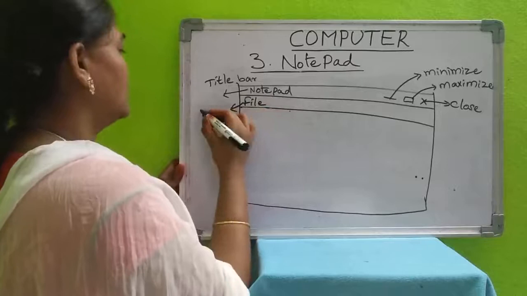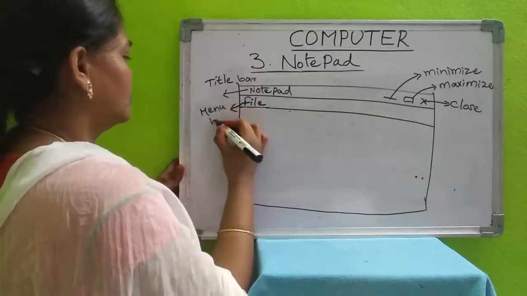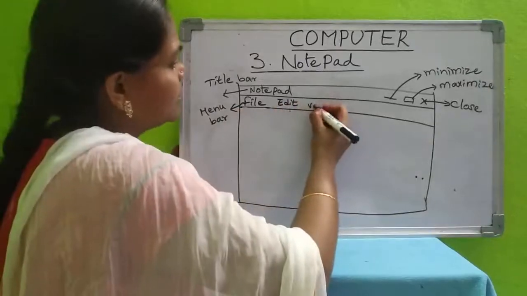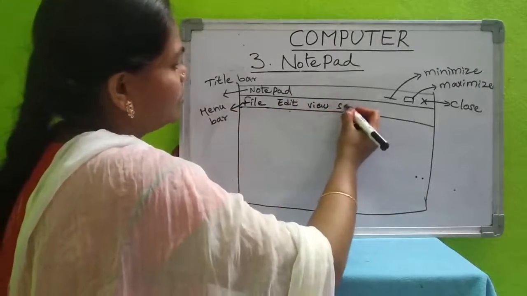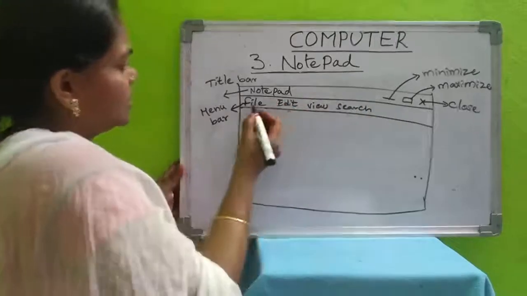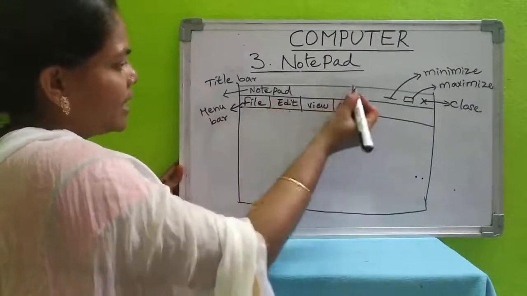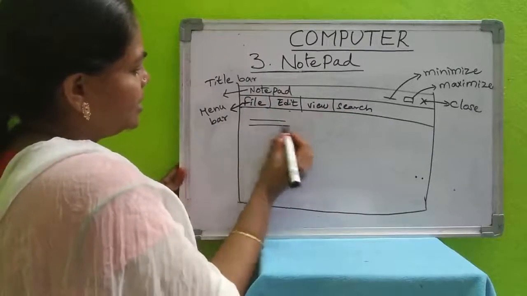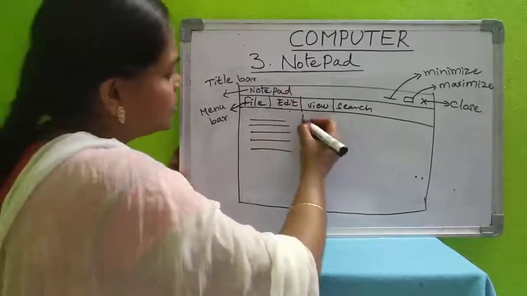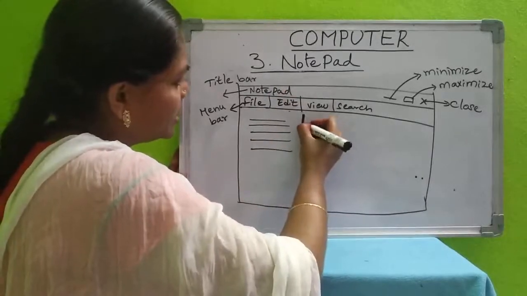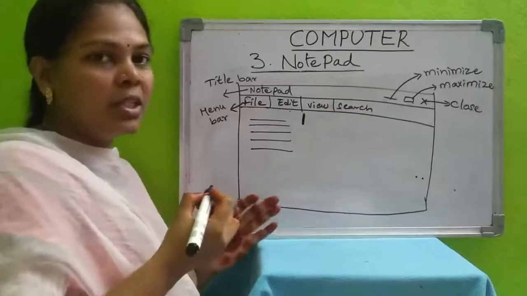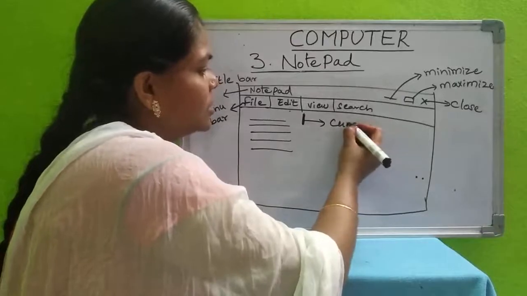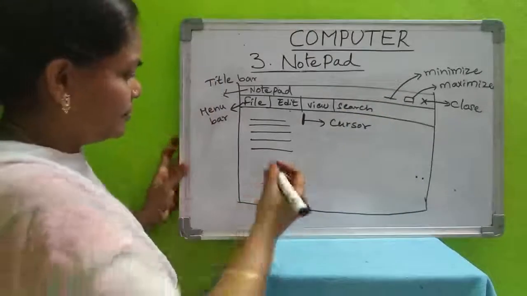the menu bar. File, Edit, View, Search, all of these we have here. All these are different tabs on the menu bar in Notepad. Here we will write the information. If you have this blinking line, then only you can type the information into Notepad. This blinking line is called the cursor.